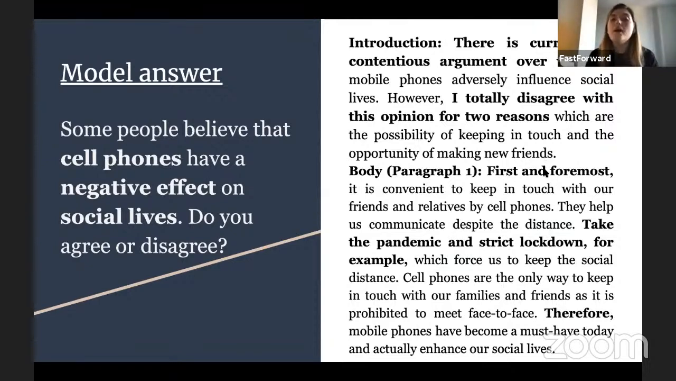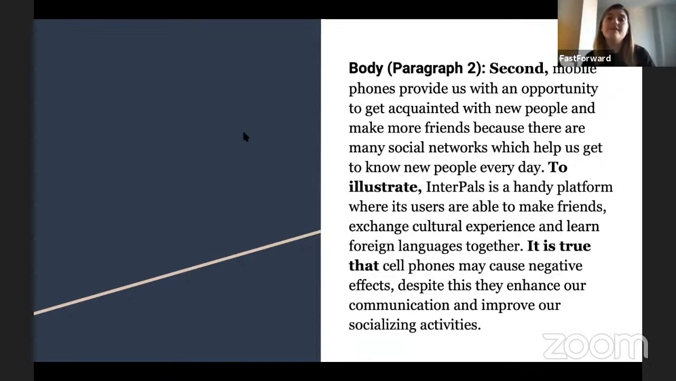Okay, so right now we need to move on to our body paragraph 2. And as I promised, I use the same Lincoln structure, right? As I used in my structure plan, right? And here I start from second. So I'm moving on to my second idea. And again, I need to present it. And I'm saying mobile phones provide us with an opportunity to get acquainted with new people and make more friends.